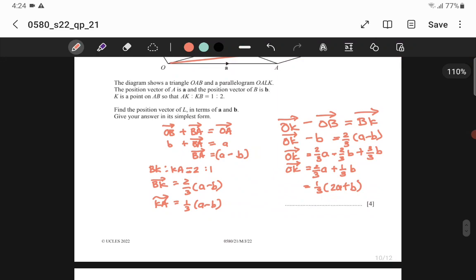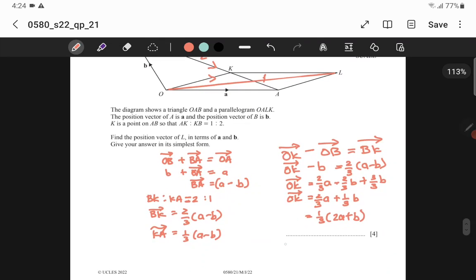Now, to get the OL, it means I need to add the OK with the OA. OK will be 2/3 A plus 1/3 B, and then OA will be A, which is 3/3 A. So the result will be 5/3 A plus 1/3 B. So you put it here, the answer. Okay, so that's how to deal with the vector.